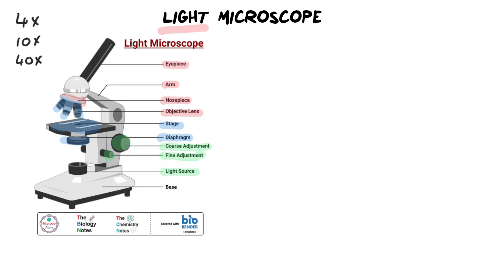The next is the light source. Now this particular one, this light source is a light bulb, so you'll need electricity for this one. And last but not least, the base, which is what it sits on, and that's also what we use to carry it. We're going to hold the microscope by this part.